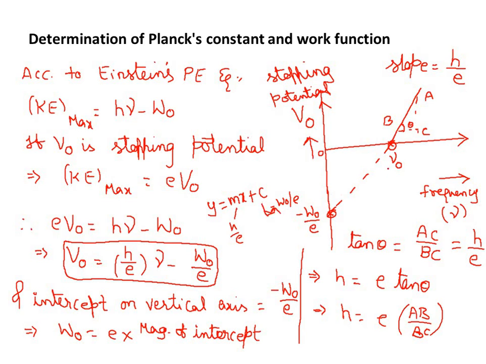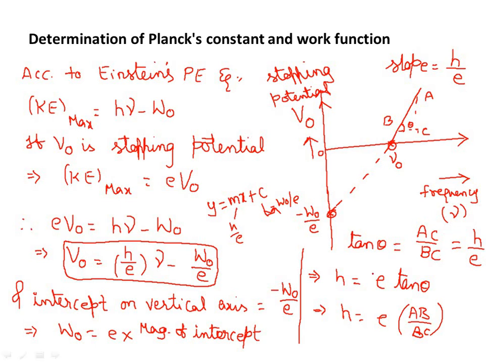Now look at the figure carefully. I am going to consider 2 points A, B, and extrapolating down, which are mutually perpendicular, so that they will cut at point C. Now in the triangle, tan theta, opposite by adjacent, gives me the slope, AC by BC, which is nothing but h by e. Look here in this expression: if you compare that, that's what h by e we got. So in the figure also, tan theta is AC by BC, the slope of the V naught versus nu graph, which is h by e.